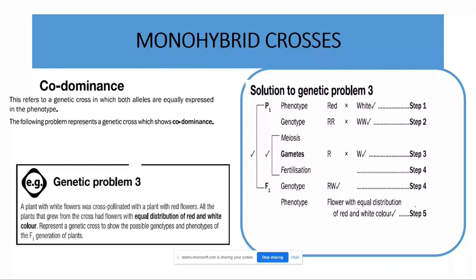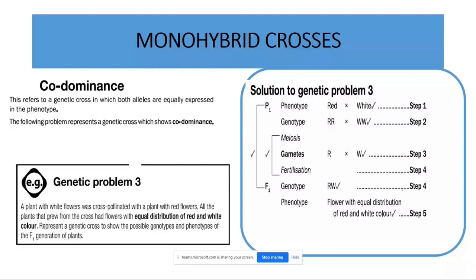Okay. So they tell you here, so how are you going to know it's not pink? A plant with white flowers, so there's my plant with the white, was crossed with a plant with red flowers. There's my plant with the red flowers. There's my genotype for the red flowers. There's my genotype for the white. But they had equal distribution of red and white color. So there was no intermediate color, meaning as soon as you had RW, you had a plant that had white and red mixed, okay? Represent a genetic cross, and there is my genetic cross, and that is codominance.